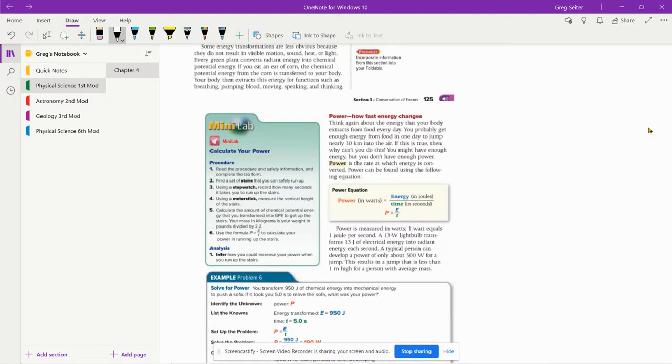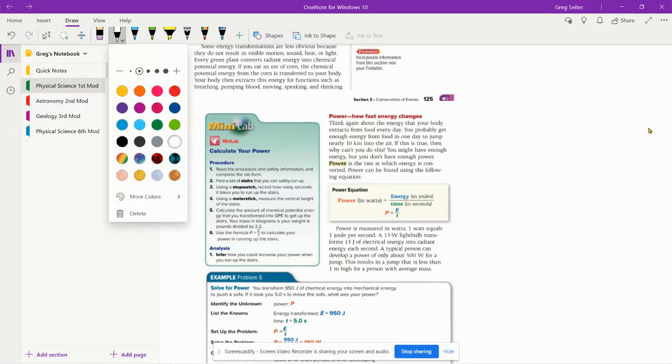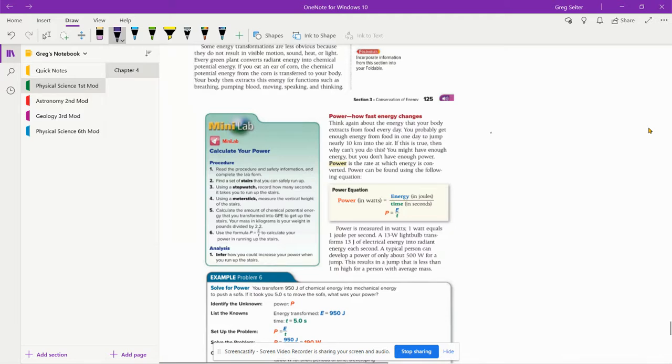Here's power. For some reason, my pen's not showing. Oh, it's because I'm in white. We've got to change color. There. So power. Power is how much energy is used divided by the time it takes to use it. Okay, and power is measured in watts.